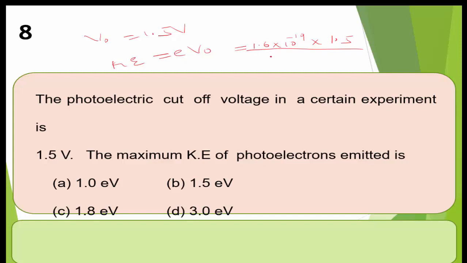The SI unit of kinetic energy is joule. Now that is 1.6 into 10 to the power of minus 19. Cancel these two values. Again you get the same value, that is 1.5 electron volt. The option B is the right answer.